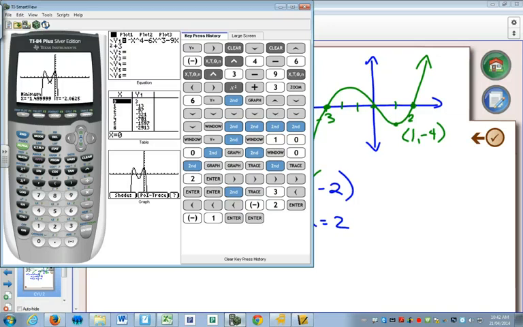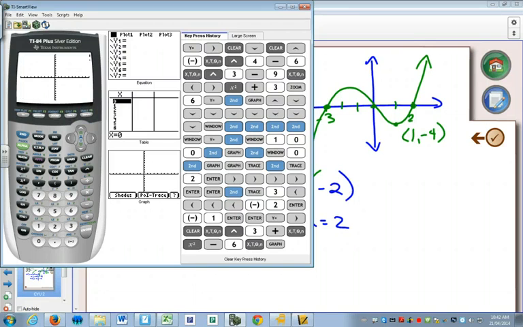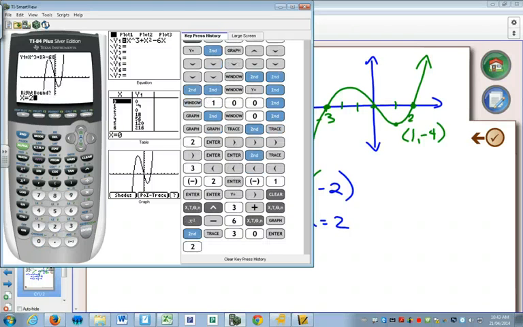Just out of curiosity, we'll put it up on our graphing calculators to see what it actually looks like, and we'll see if that minimum is actually at 1, negative 4 or not. So we have x cubed plus x squared minus 6x. There's a graph. So I was curious about that minimum, if it actually happened at 1, negative 4. So I'm going to just calculate my minimum between 0 and 2.